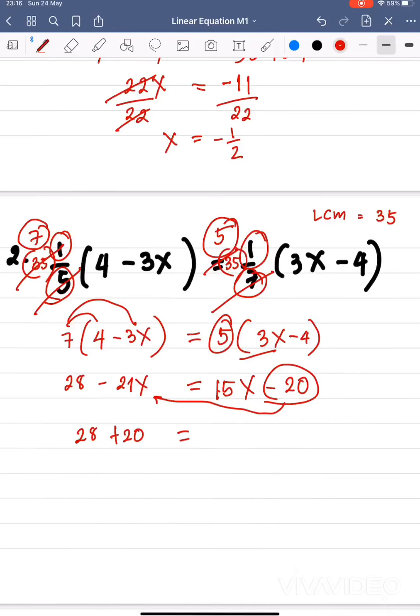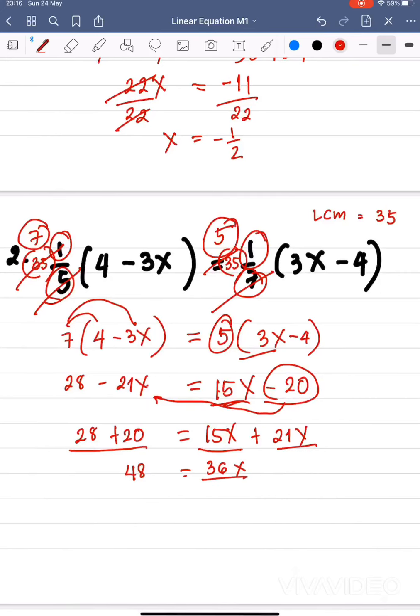That is equal to 15x, copy 15x. And I'm going to transpose negative 21x to the other side of the equation. So that will become plus 21x. So I can combine them together. So that is 48. And then I can combine them together. So that is 36x.